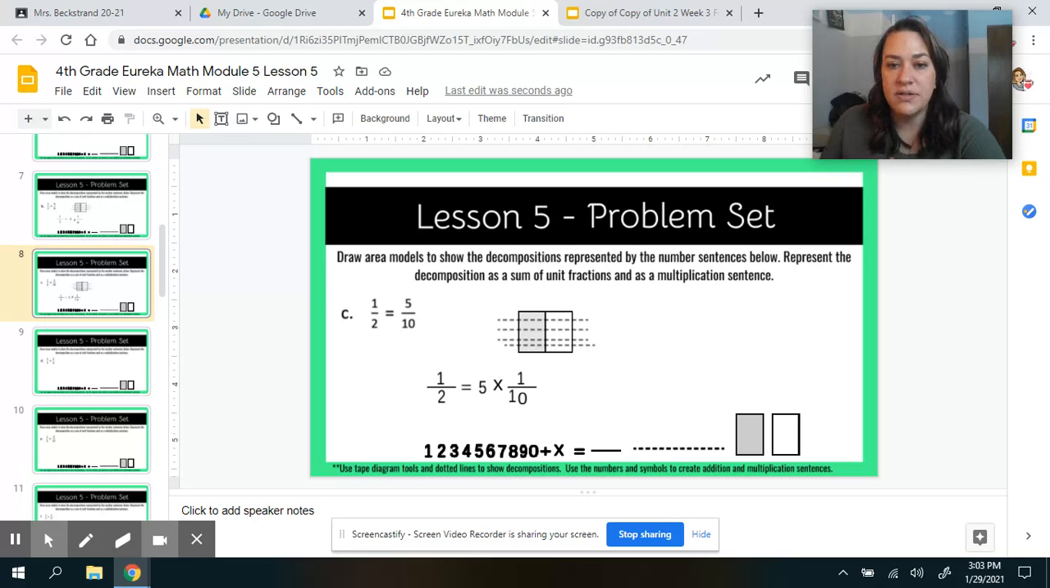Making equivalent fractions, we won't always use the area model. We're going to get to where we're going to use multiplication. So I've kind of been addressing that as we go through. 2 times 5 gives me 10. The rule of making equivalent fractions is whatever you do to the bottom, you do to the top. So if I multiply my denominator by 5, I have to multiply my numerator by 5. Okay? But we'll talk more on that later.